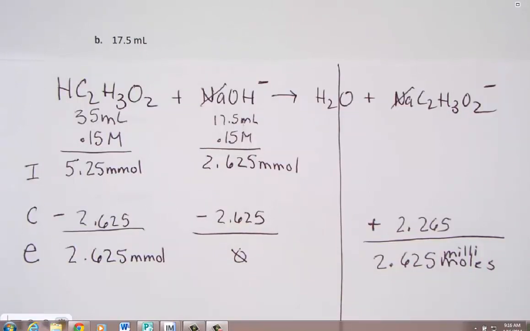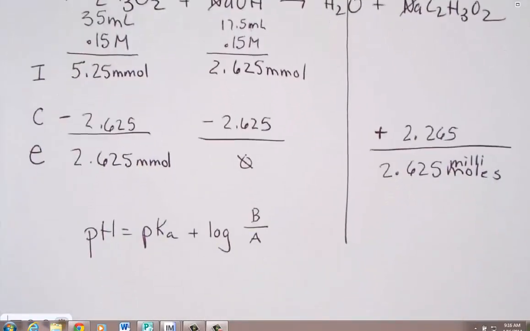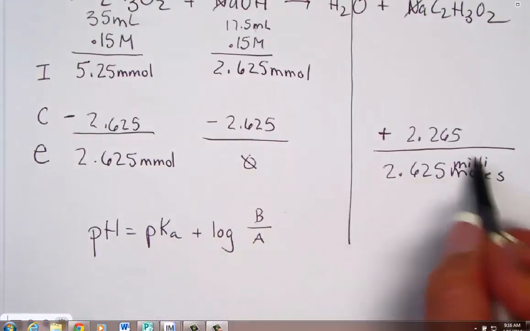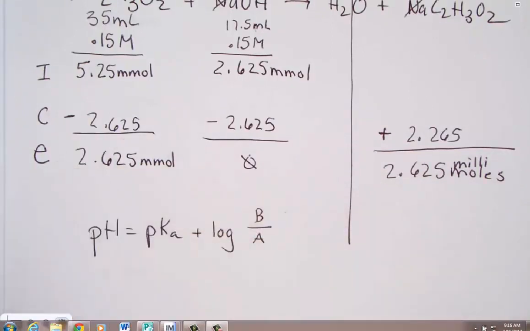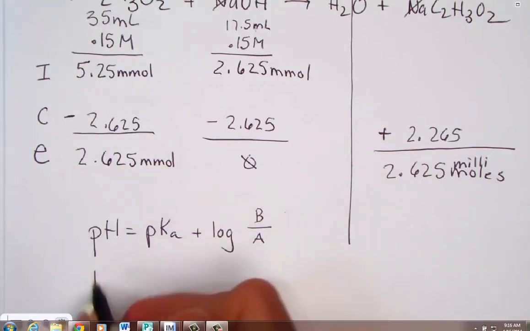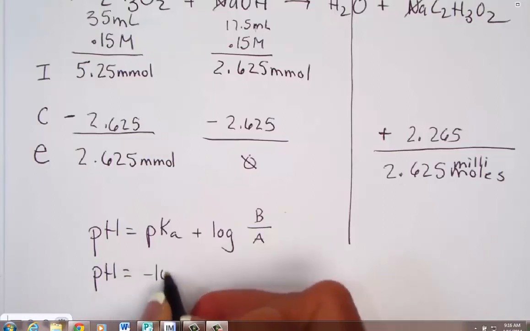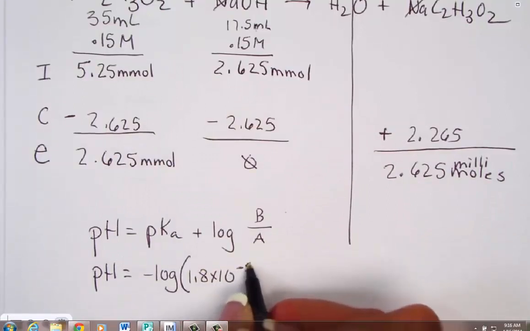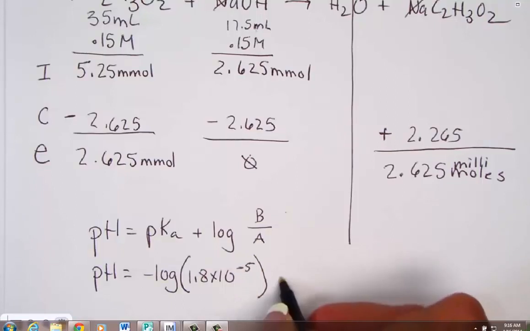This looks like the job for the Henderson-Hasselbalch. pH is equal to the pKa plus the log of the ratio of base over acid. We'd like to know the pH. We have a conjugate base and we have a conjugate acid, both in solution. And if I consider what's going on, p is negative log. Remember, our 1.8 times 10 to the negative fifth is the Ka of acetic acid.